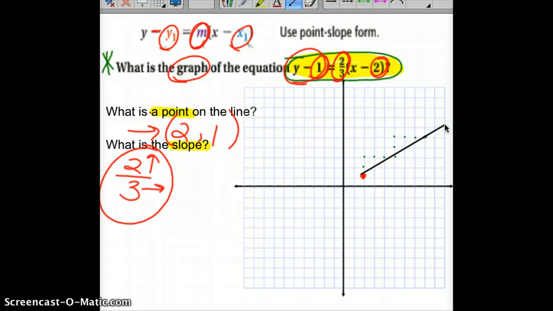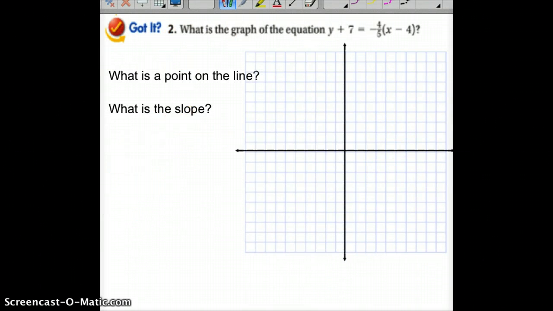And there I have it. Make sure your line has arrows. I just graphed an equation in point slope form. We're going to do another one. Here's our equation, point slope form.